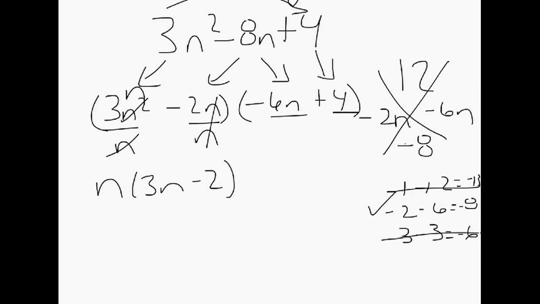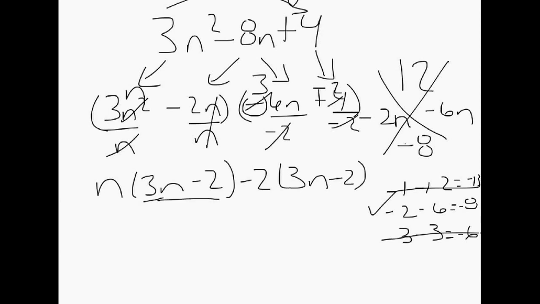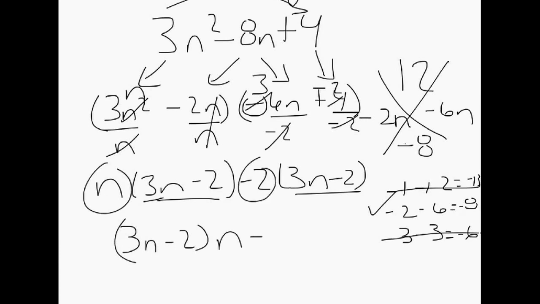Here, negative 6n and 4 have just a 2 in common, but since this is negative, we've got to pull out a negative 2. So I'm going to divide them both by negative 2. Negative 2 goes into there and leaves us with 3n, which is what we're looking for. Negative 2 goes into 4 and leaves us with negative 2, which is what we're looking for. 3n minus 2, 3n minus 2. So that's the first part. And then n minus 2 is the second part.